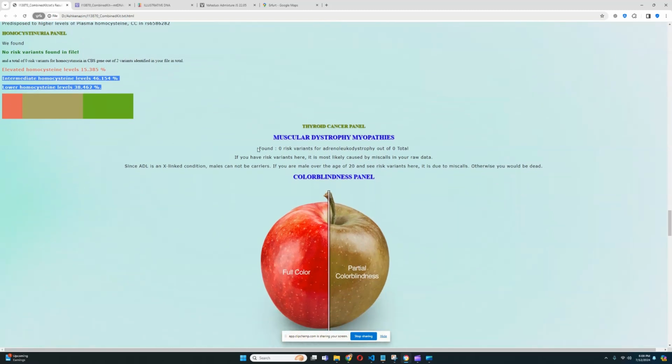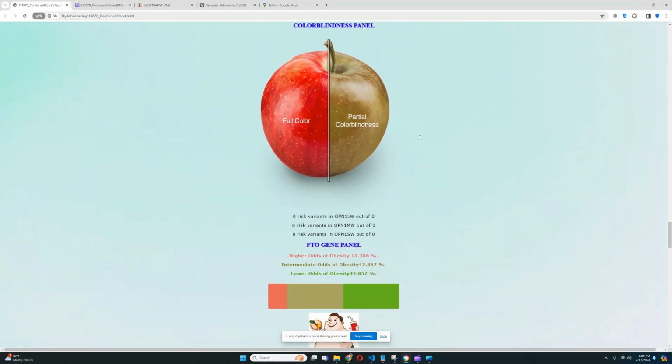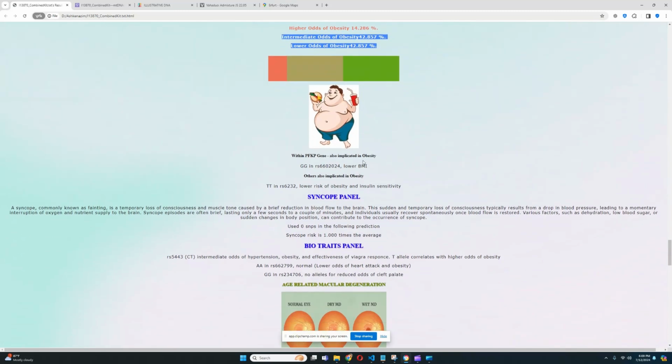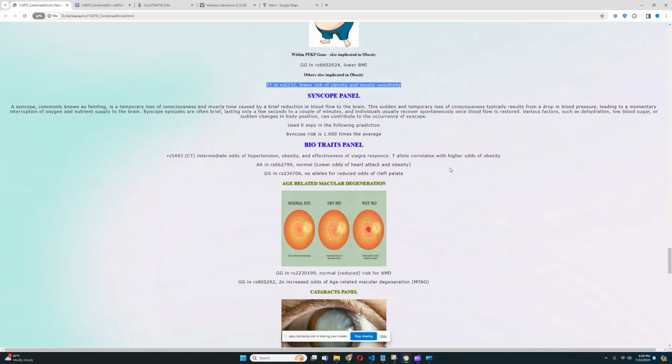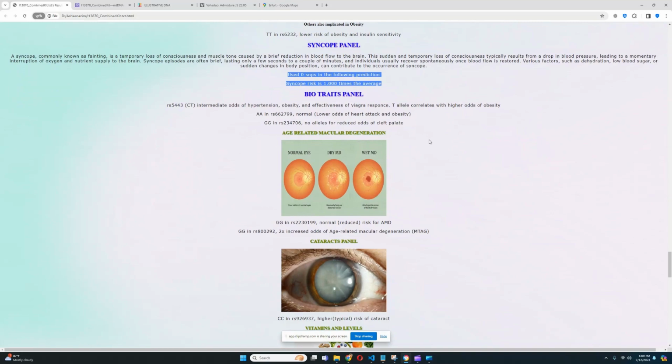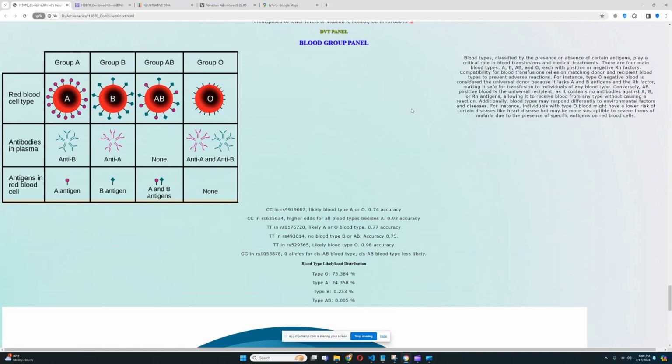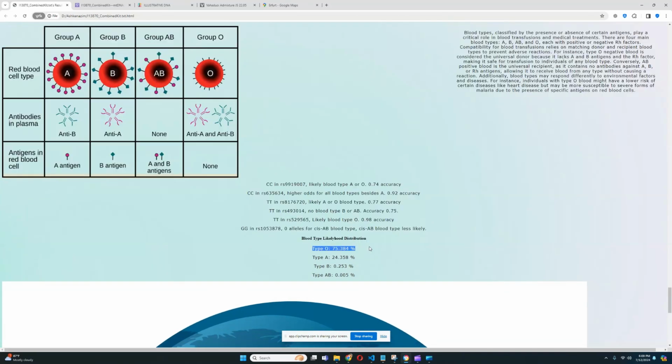For muscular dystrophy, no risk variance for ALD, really good to see. Color blindness panel, no risk variance for anything here. Obesity, FTO gene panel, looks like lower or intermediate odds of obesity based on 1 or 2 SNPs. Nothing was found for syncope, and looks like no alleles for reduced odds of cleft palate. And for the blood group panel, looks like his blood type is most likely type O. The most common blood type in the world is type O, and that seems to be the blood type of this Ashkenazi Jew from Erfurt.